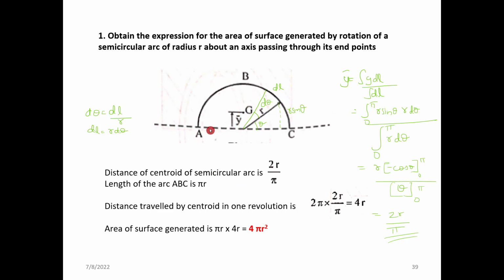Actually we are revolving this semicircular arc with respect to this base, so by revolving we'll get the surface area of a sphere, which is 2 pi into 2r by pi, equal to 4r. Hence the area of the surface generated is pi r into 4r, equal to 4 pi r square.